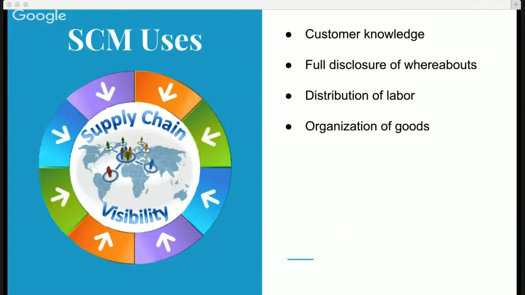SCM, which is also supply chain management, is used for customer knowledge. This is anytime you order something online and you want to track your package and it tells you it's at this warehouse or this place, that's showing you a little bit of where it's going, but SCM is going more in depth. It's saying that you ordered this product and initially the first day it came from place A. After that, place B modified it, place C modified it, place D is where you bought it from, and place E would be your home. So this offers full disclosure of the whereabouts of the package that you're ordering, and it shows the distribution of labor. So not just one management team is going to operate and handle this package.